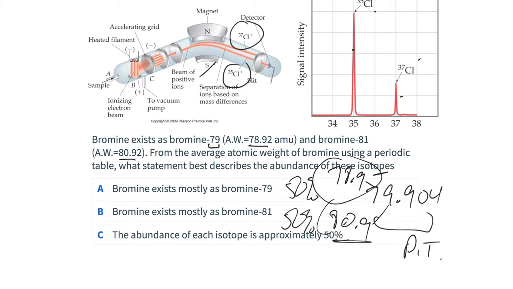And so I hope we can see here that the best answer is, does the sample mostly exist as bromine 79 or 81, or about 50-50? That it's about 50-50.